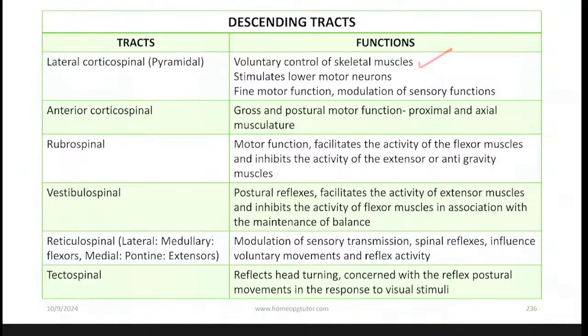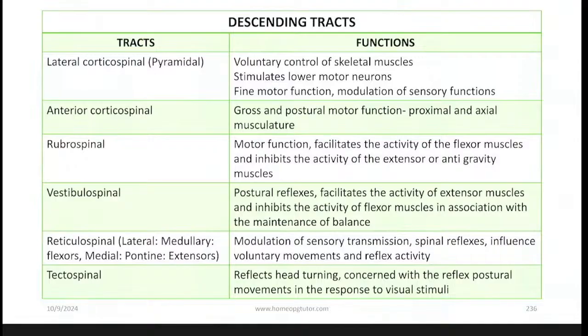See, the ascending tracts carry sensory information, right? So we did not talk about any motor functions. But in the case of the lateral corticospinal tract, coming to the descending ones, we have motor functions. Okay, so over here we have voluntary control of skeletal muscle. It stimulates the lower motor neurons, as well as it helps in fine motor function and modulation of the sensory functions.